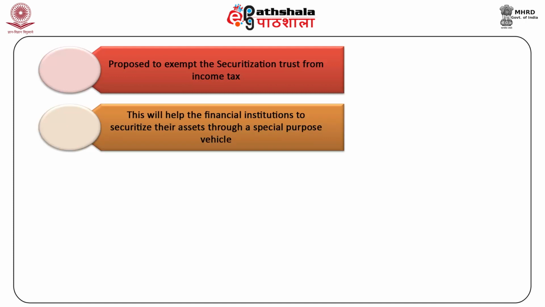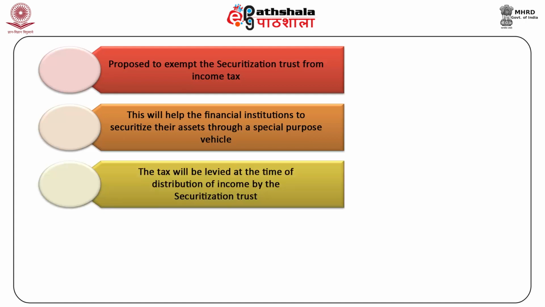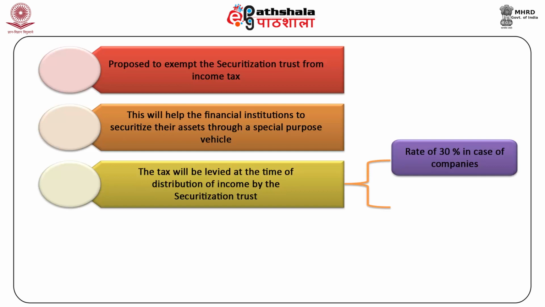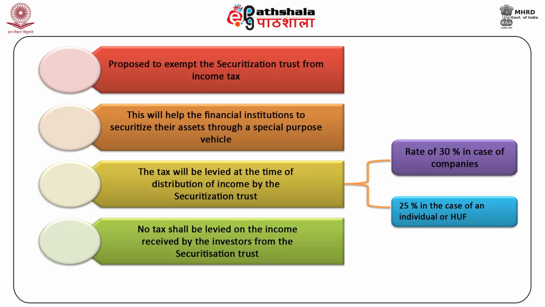This will help the financial institutions to securitize their assets through a special purpose vehicle. The tax will be levied at the time of distribution of income by the securitization trust at the rate of 30% in case of companies and 25% in the case of an individual or HUF. No tax shall be levied on the income received by the investors from the securitization trust.